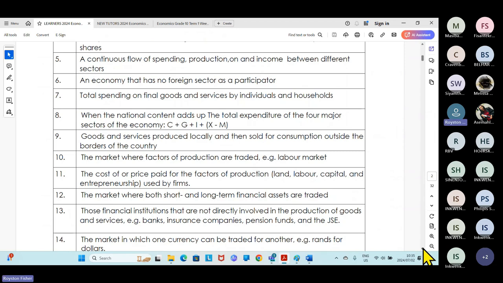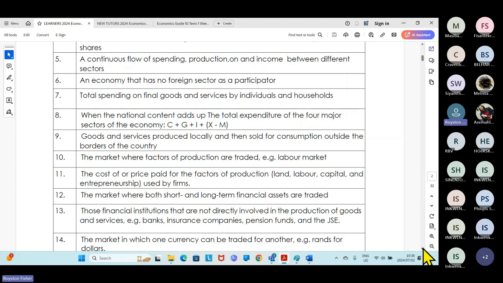So, number five, that has to do with the circular flow. Because it basically shows how spending, production, and income takes place between our various sectors, businesses, households, and of course, the markets that we have, factor market, goods market.